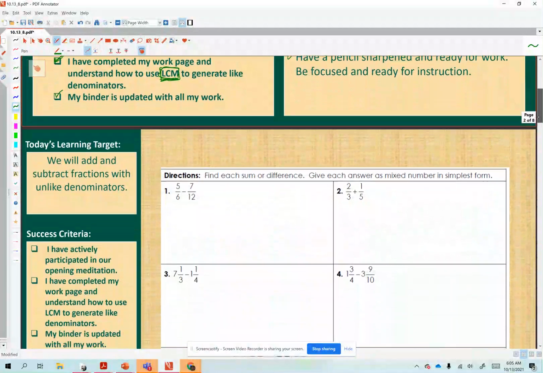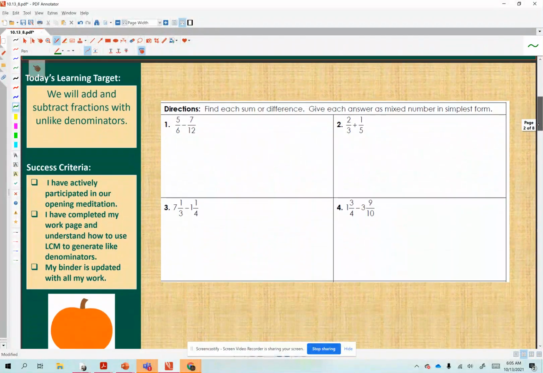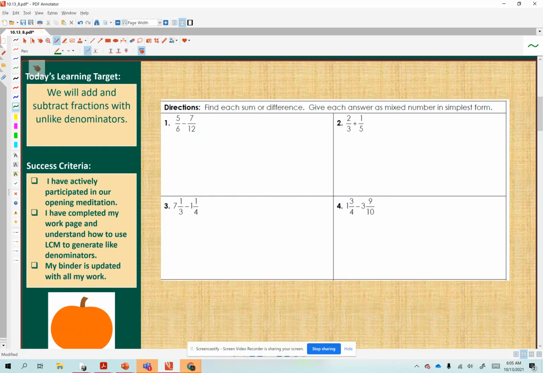So let's move forward with our first problem. We started working on these yesterday, and I must say everybody did pretty well with it. We're jogging our math memory from last year. So in the first example, we are asked to subtract 7/12 from 5/6, but we need to have the same like denominators in order to complete this problem.